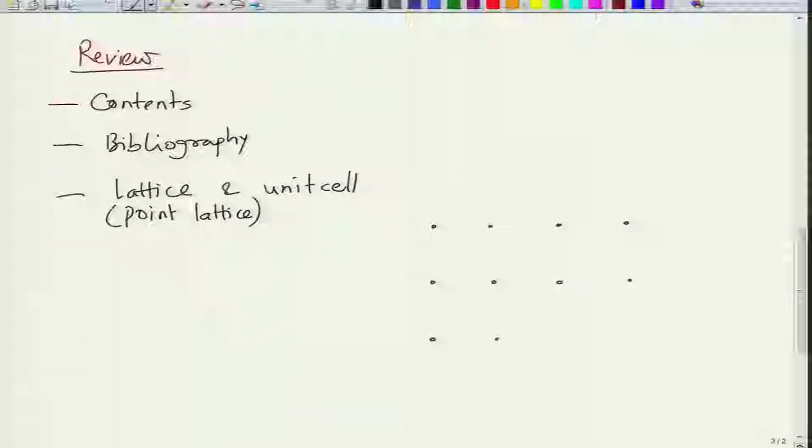For example, if you have this kind of arrangement of points in a space, this is the simplest possible arrangement. We are drawing this in 3D, but you can draw this in 2D as well. The unit cells that you can draw could be like this. This is a repeatable unit. You can also draw this as a unit cell as well.